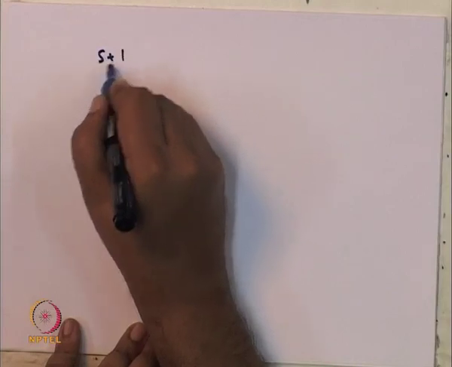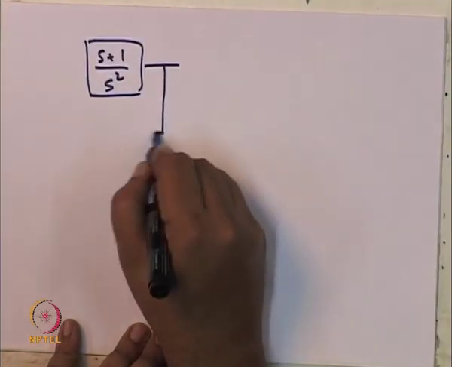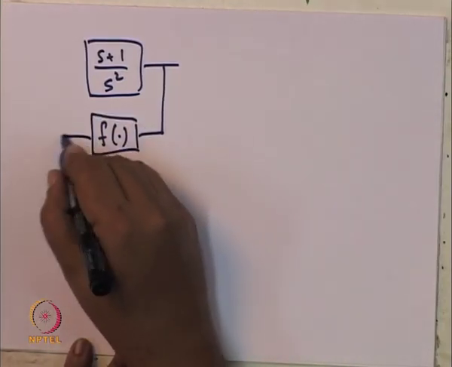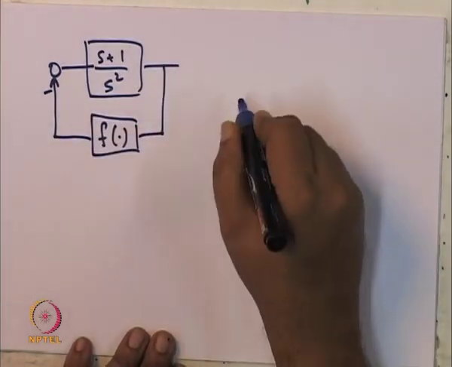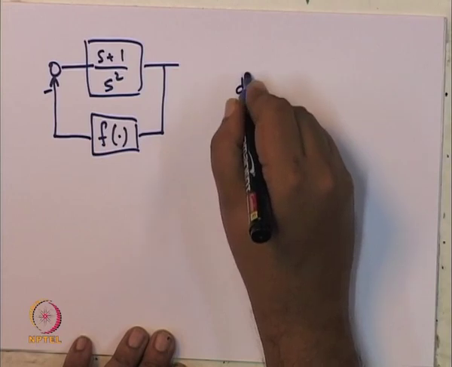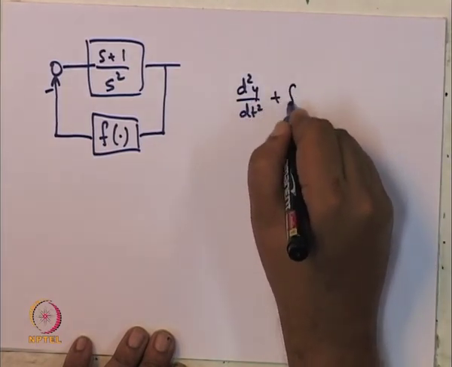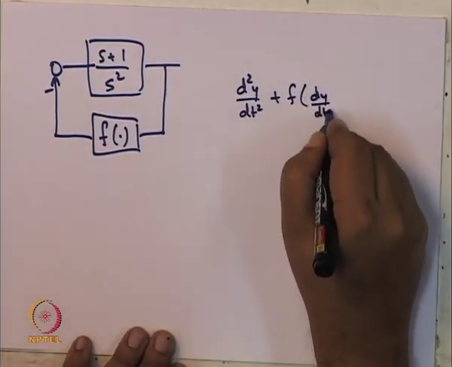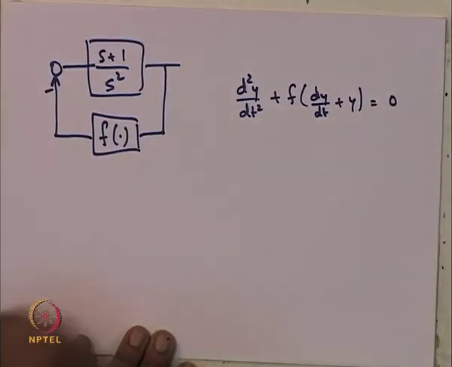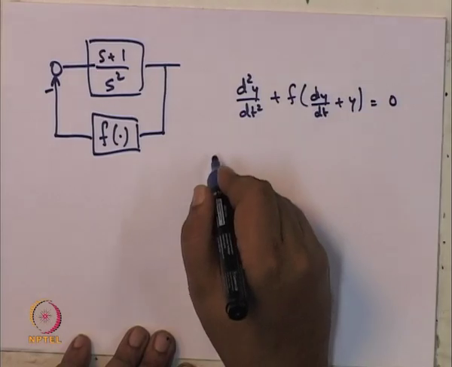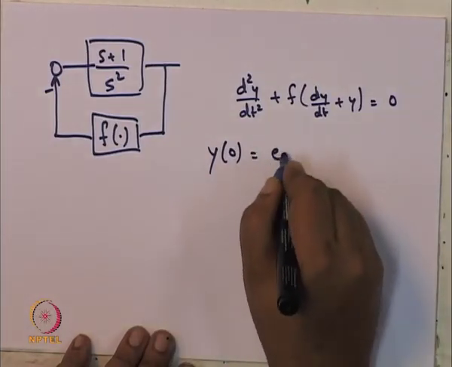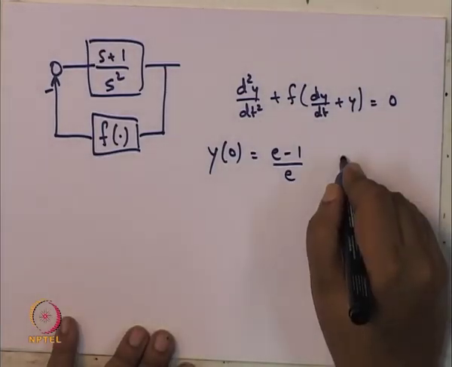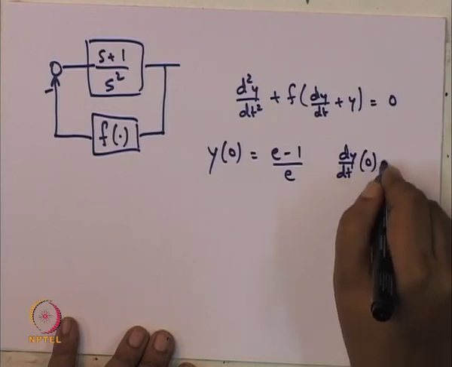So here is the particular solution that I am going to give you. When you put this (s+1)/s² and you feed back through this nonlinearity, I reverse the earlier trick. This is the same as looking at a system with the equation d²y/dt² plus f(dy/dt) plus y equal to 0. So looking at this system is the same as looking at this system. Okay. Now for this system, I look at a particular solution where y(0) is specified as (e−1)/e, and dy/dt at 0 is specified as 1/e.